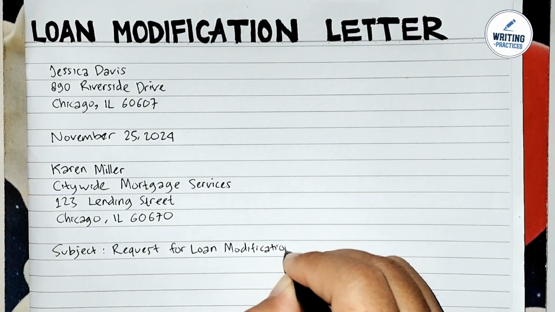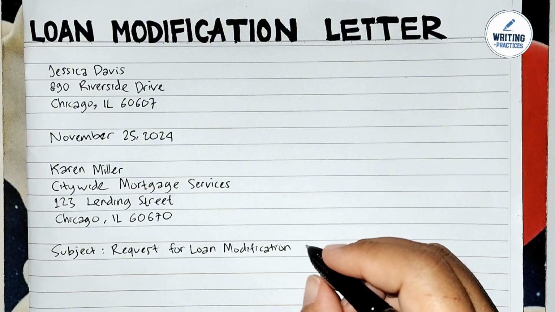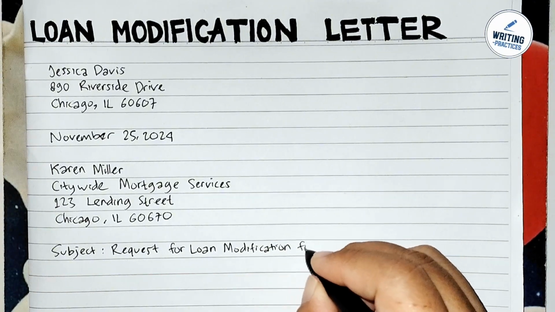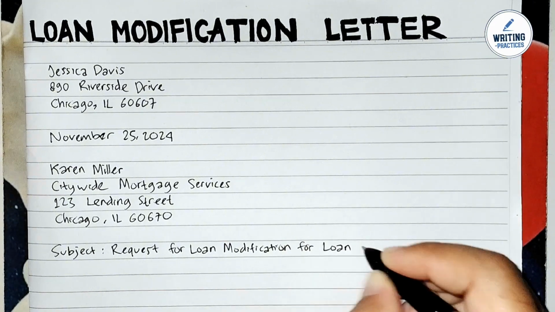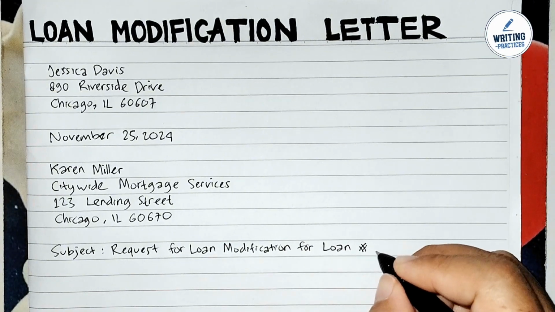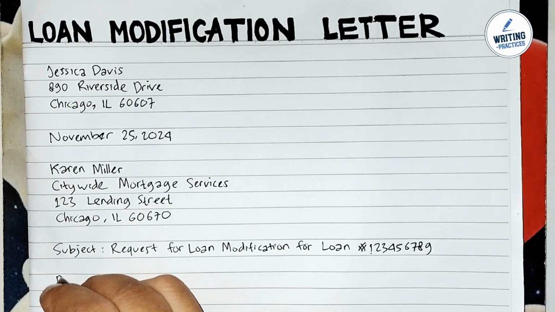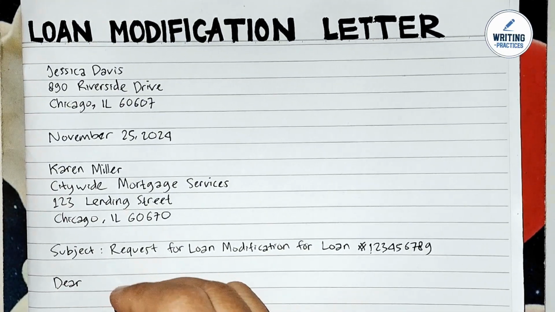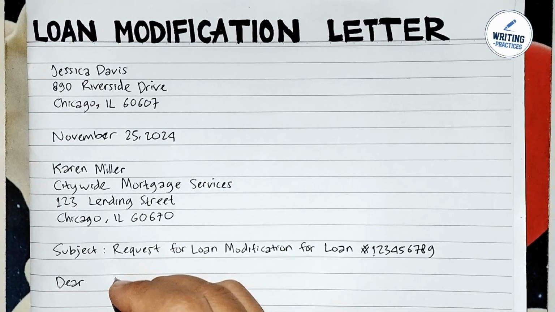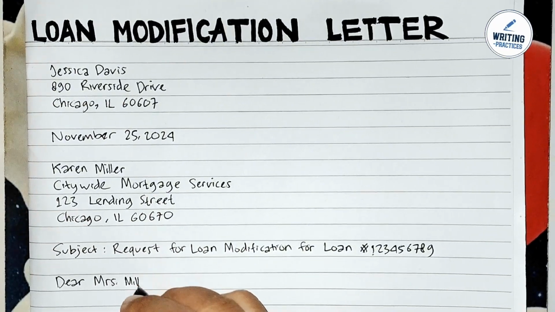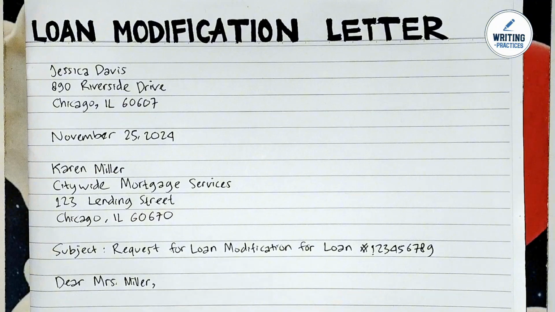Also important, you need to write the subject of the letter. You can simply write, request for loan modification, and write the code or number of the loan you mean. After completing all this information, now you can open the letter with a formal salutation. Simply write Dear Mr. or Mrs. or Ms., followed by the last name of the recipient. Or Dear Sir or Madam if you don't know their name.